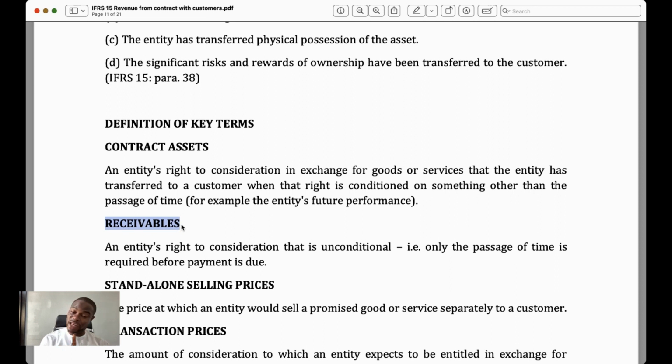And again, the final one is this: if you had delivered goods, but you did not send an invoice, you cannot debit receivables; you debit a contract asset.